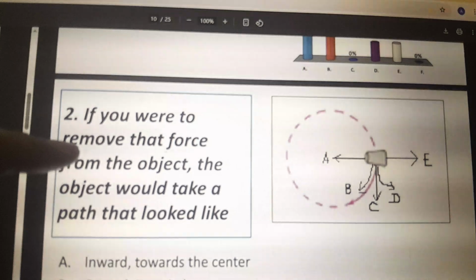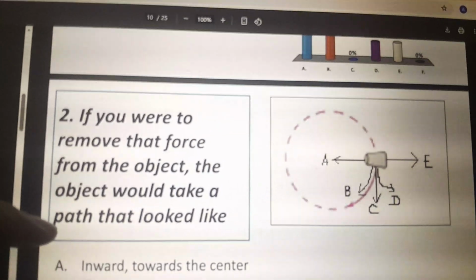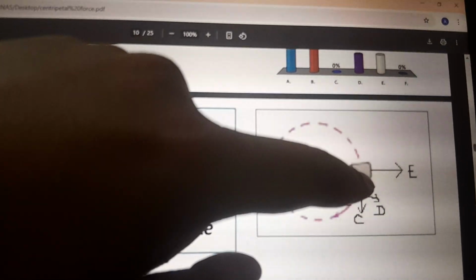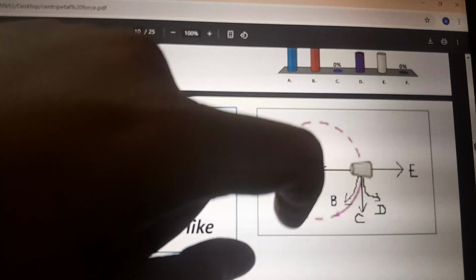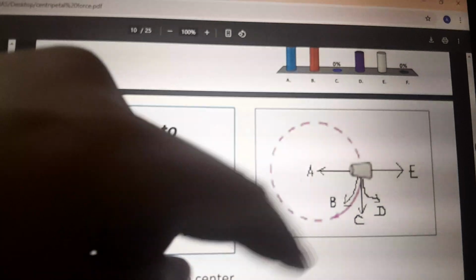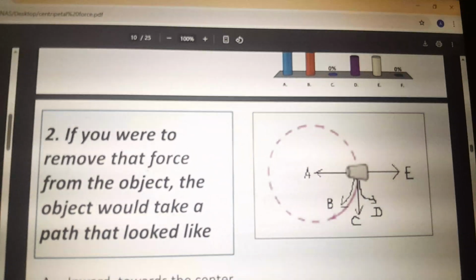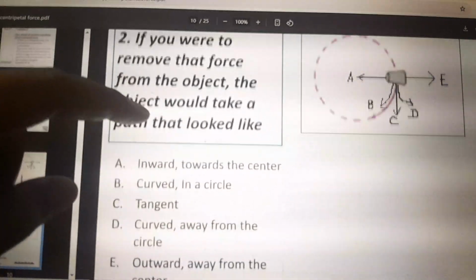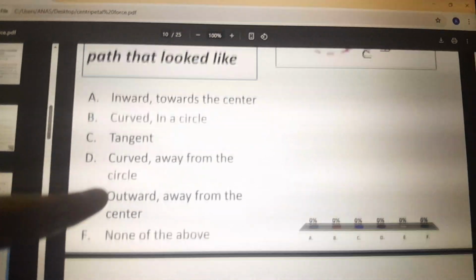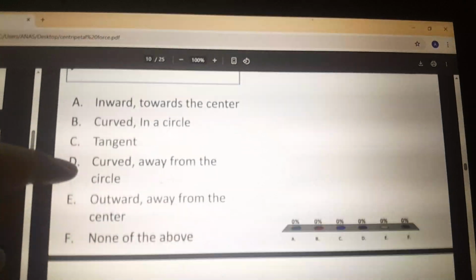If you were to remove that force, the object would take a path that looks like which? This is the path it takes at that point when the centripetal force is removed, like the string that holds the object to move in a circular path due to the tension force. At that point, the object moves in a straight line along the tangent. So the most probable answer is C. Along the tangent, it moves.